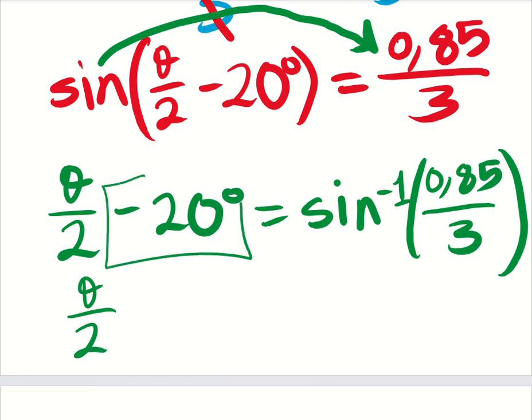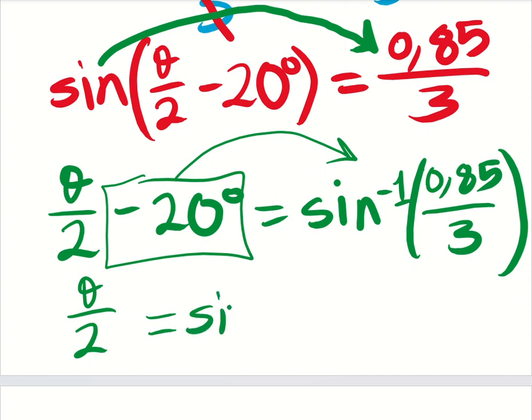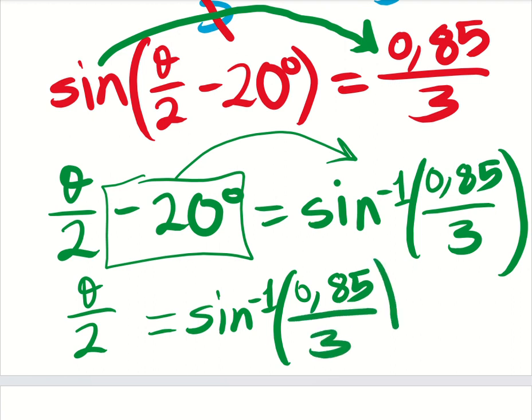Then this 20, we're just going to transfer it to the right hand side. So in this way, it's going to be equal to the second function of sine, right? Then in our brackets, we have 0.85 over 3, like this. Then guys, if you take negative 20 to the other side, the sign will change to a positive 20, right? Because it's keeping the equal sign. So you change the sign of negative 20 to become positive 20, you see, right?